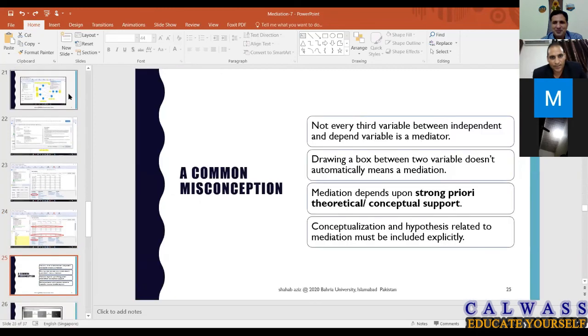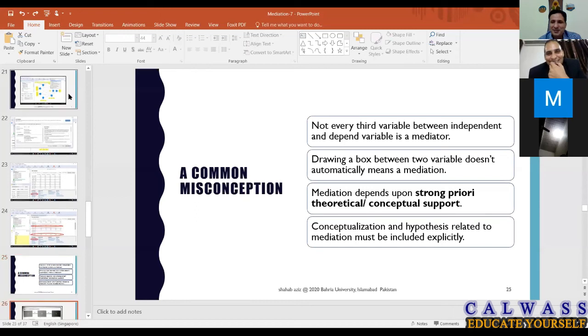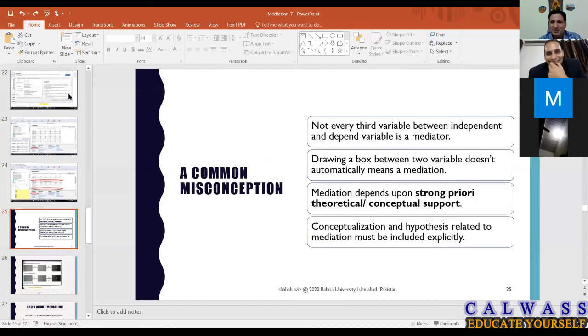Dr. Shah, we were very tired of this Baron and Kenny approach when I was doing my MS. I thanked Preacher and Hayes for coming up with the easy approach and the good one with reasonable justification. And then I did my PhD with this justification of Preacher and Hayes.